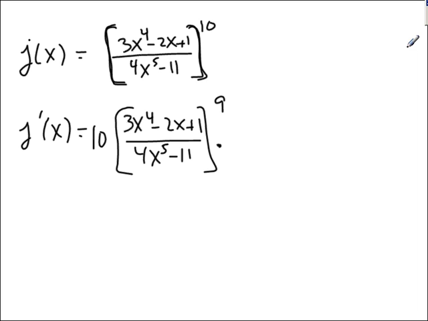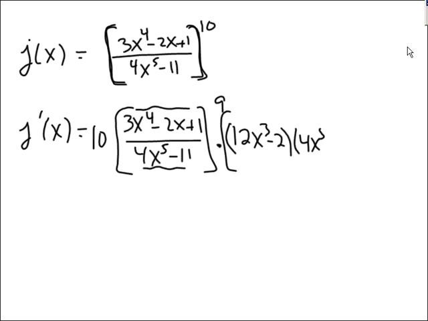The thing is, what's inside the brackets is the quotient. Oh, we'll use the quotient rule. Quotient rule says, here's the top, here's the bottom. Quotient rule says, take the derivative of the top and then multiply it by the bottom, 4x to the 5 minus 11. Minus. Now, reverse that again.